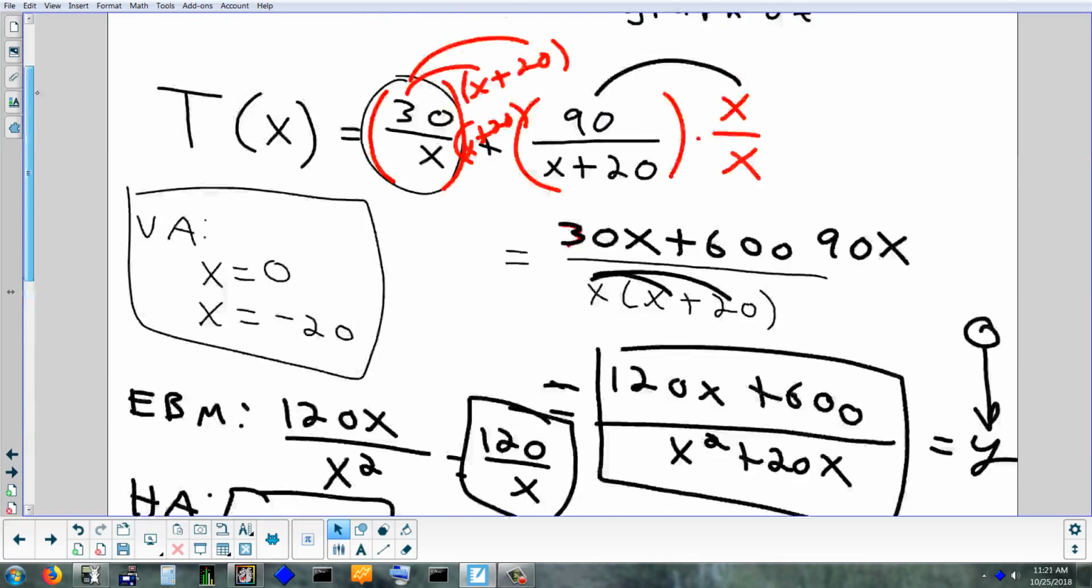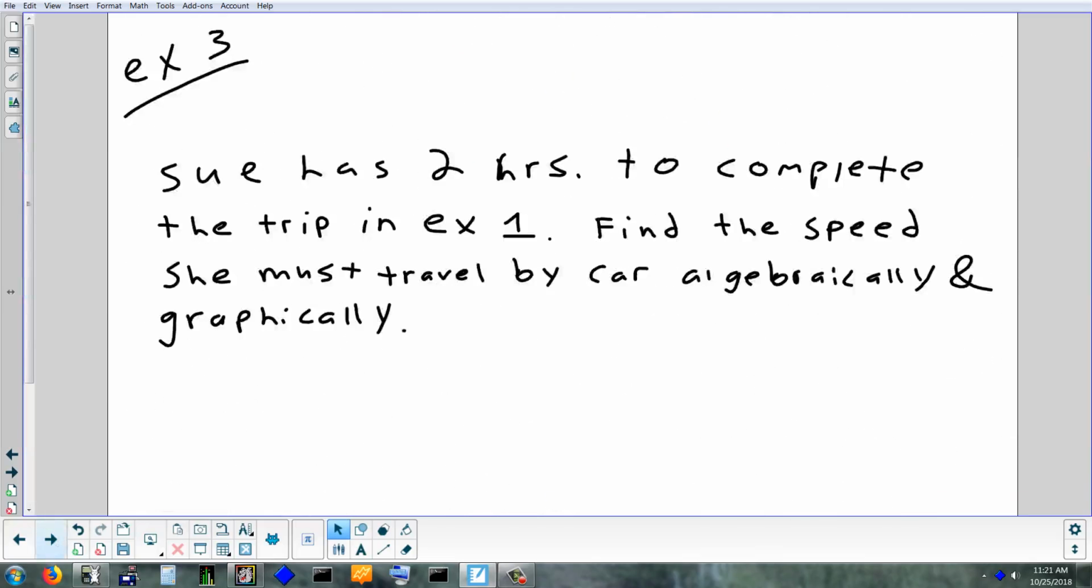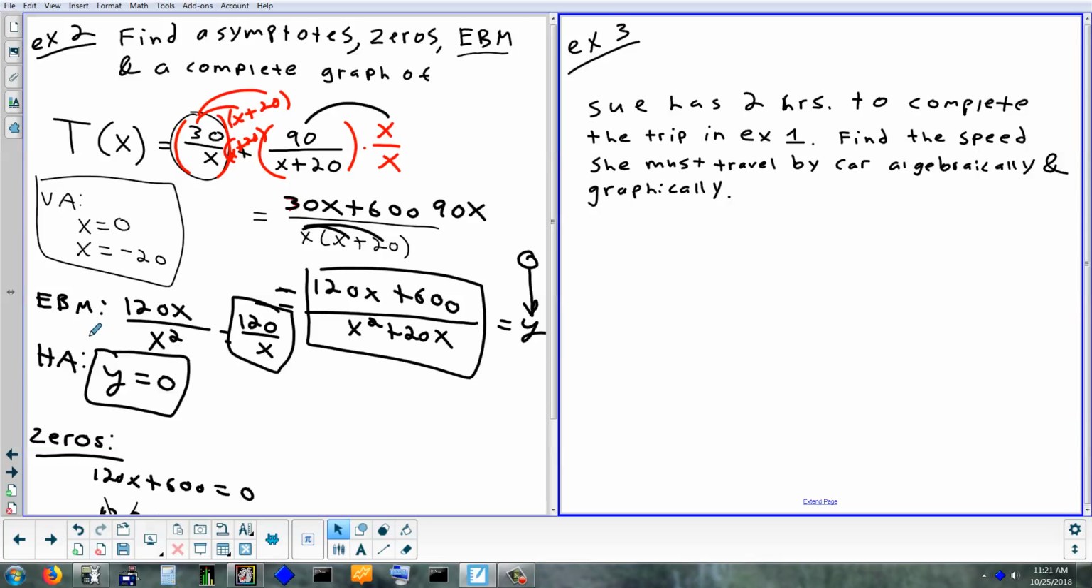All right, so there's our complete graph. Now what do they want us to do? It says Sue has 2 hours to complete the trip. Find the speed that she has to travel by car. Do it algebraically and graphically. Okay, let's do it algebraically first.